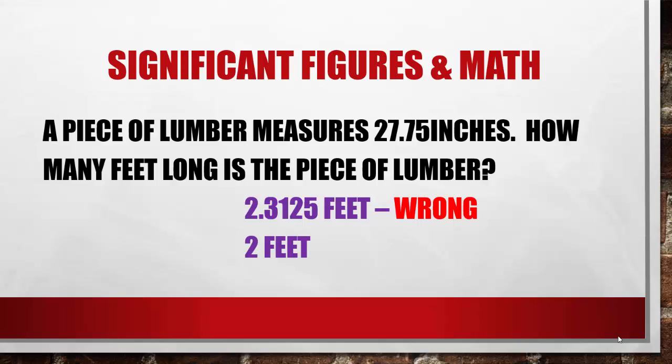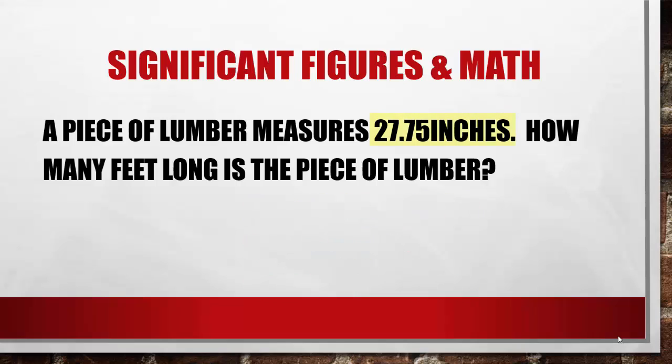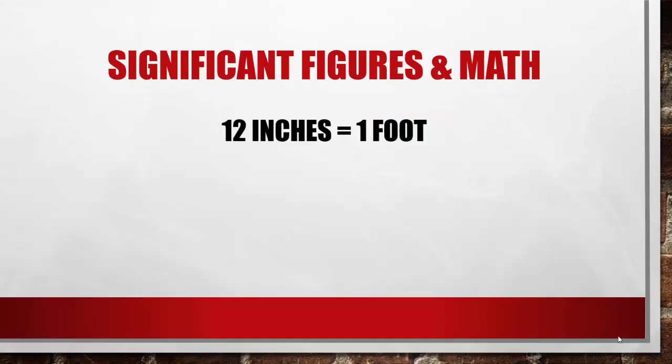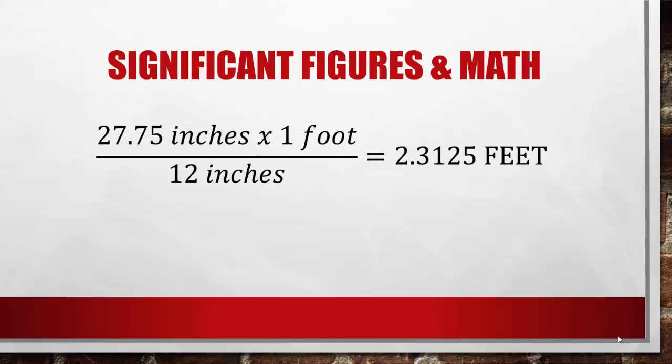If you got 2 feet, your answer is incorrect. If you got 2.313 feet, now your answer is correct. So we know the length of the piece of lumber. That's 27.75 inches. You know that 12 inches equals 1 foot. So if you set up an equation that looks like this, you're going to get the answer. So when you first plug it in, you get the 2.3125.